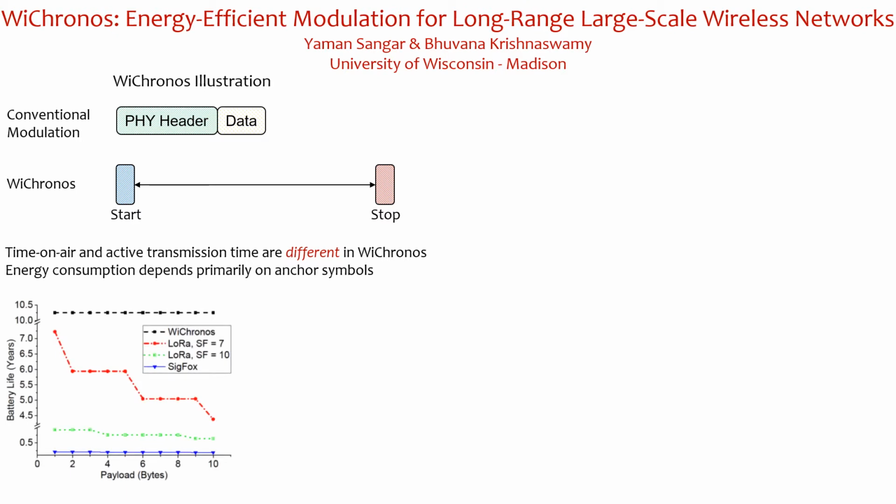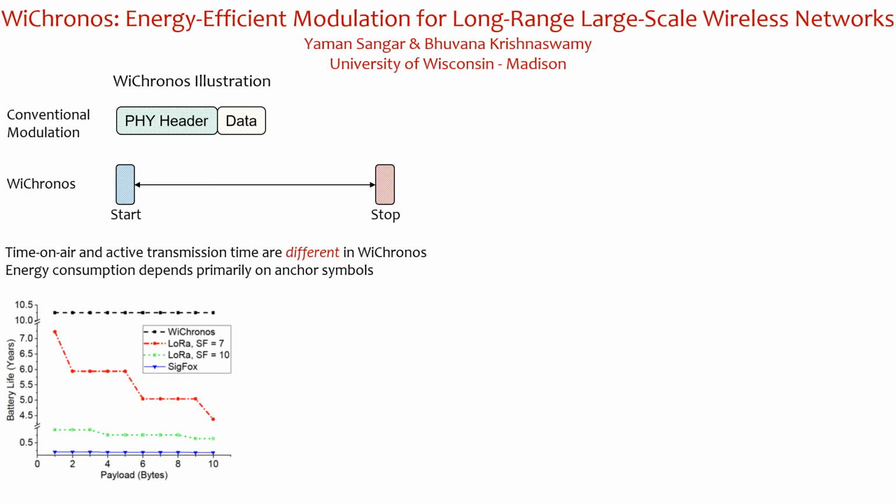We calculated the battery life achievable for a small 250 milliampere hour 3.3 volt coin cell battery. WiChronos achieves a battery life of 10 years compared to LoRa, which goes to about 5-ish years, and Sigfox, which is less than a year. LoRa and Sigfox are state-of-the-art LPWANs that are commercially available right now. Whatever be the size of the payload, the battery life of WiChronos stays the same because the energy consumption depends only on these anchor symbols. Longer payloads reduce the battery life of the other methods significantly.